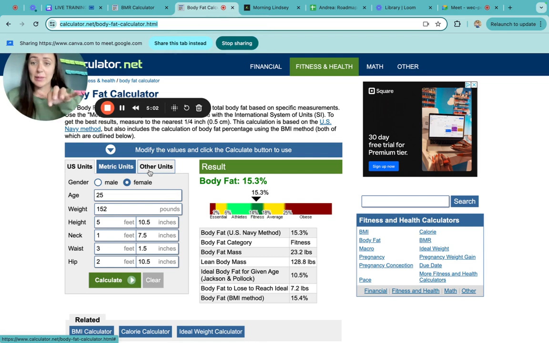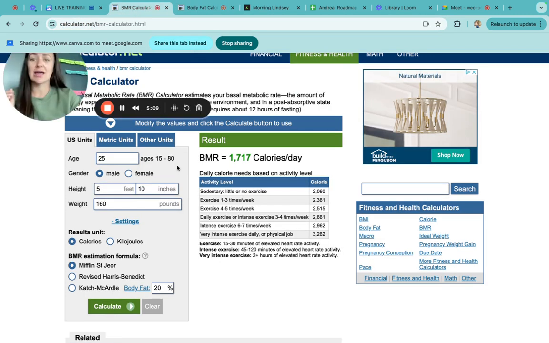And you can just go ahead and type it into this calculator. It will spit out your body fat percentage. And then when you go into the next calculator, that BMR calculator, you can add in the body fat percentage, okay?